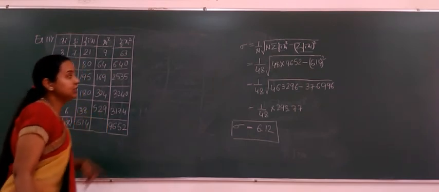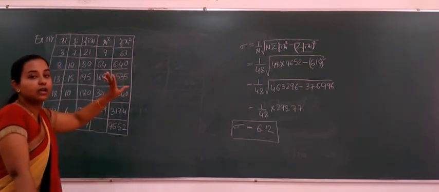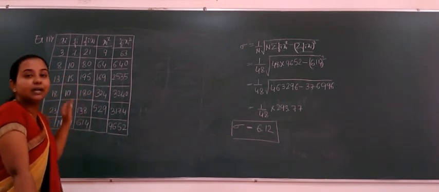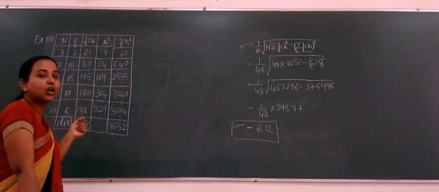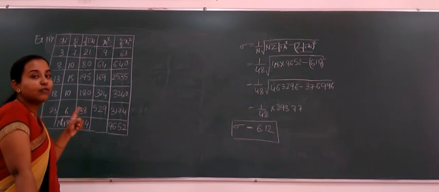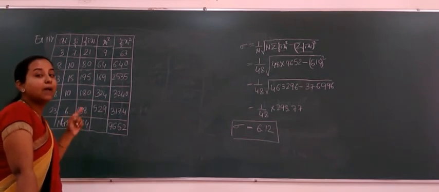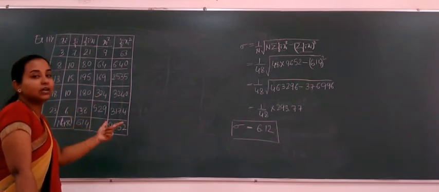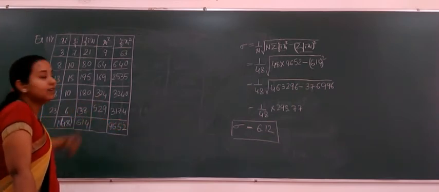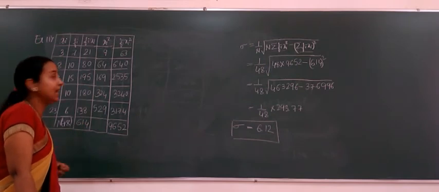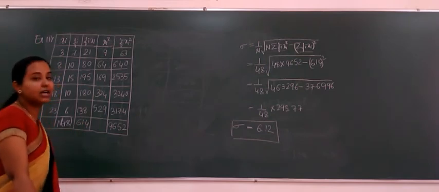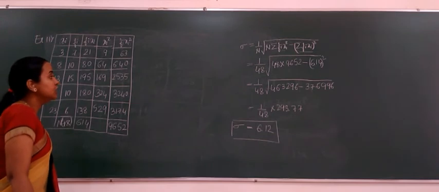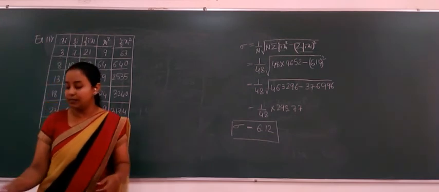So directly means you need to know this formula. This formula is very simple: 1 by n into square root of n into summation of fi xi square minus summation of fi into xi, whole square. So whatever data is required they have given, and the remaining we have to calculate and then find the standard deviation. Okay, so now let us go to our next problem.